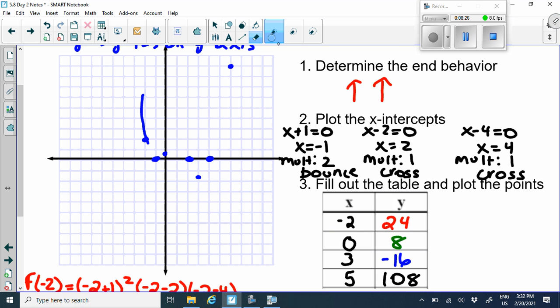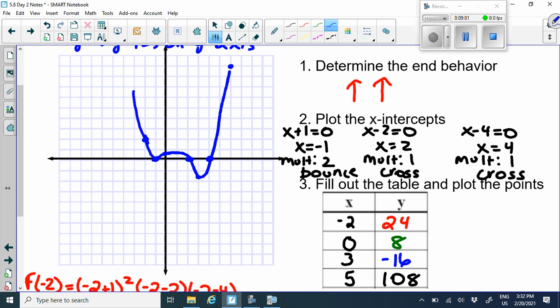So notice that at x equals negative 1, we are going to bounce, okay? So I'm going to bounce on the x equals negative 1. Now I do need to probably go back up and hit the next point, okay? Now, on my next x-intercept of x equals 2, I'm going to cross that. So I'm going to come back down probably to see if that works, okay? So maybe I'll come back down here, I'll come back here, and then go all the way up, okay?